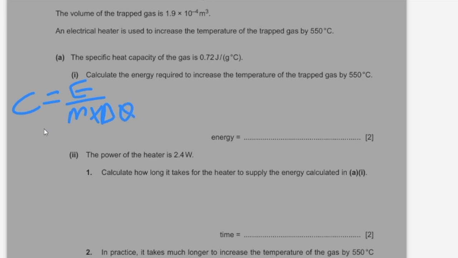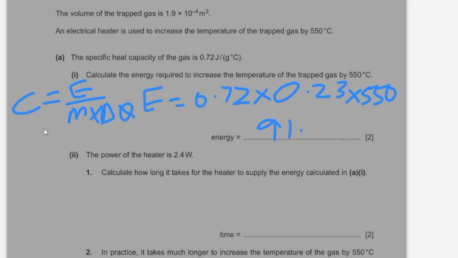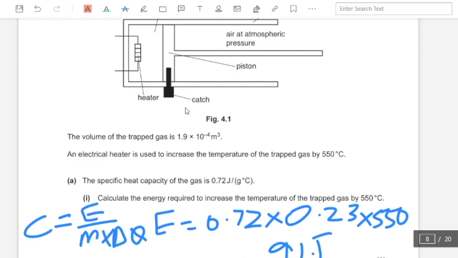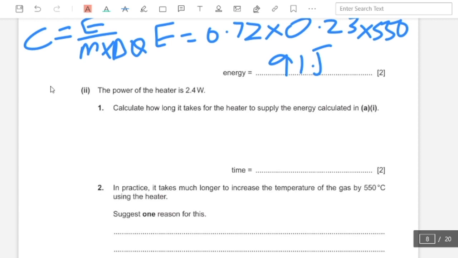And since here we need to find out energy, we'll multiply the specific heat capacity, which is 0.72, with the mass, which is given in the question as 0.23 grams, into the change of temperature, and that is 550 degrees Celsius. So we have the answer as 91 joules. This is corrected to two significant figures, which is going to be the standard form of numerical answers in this paper.